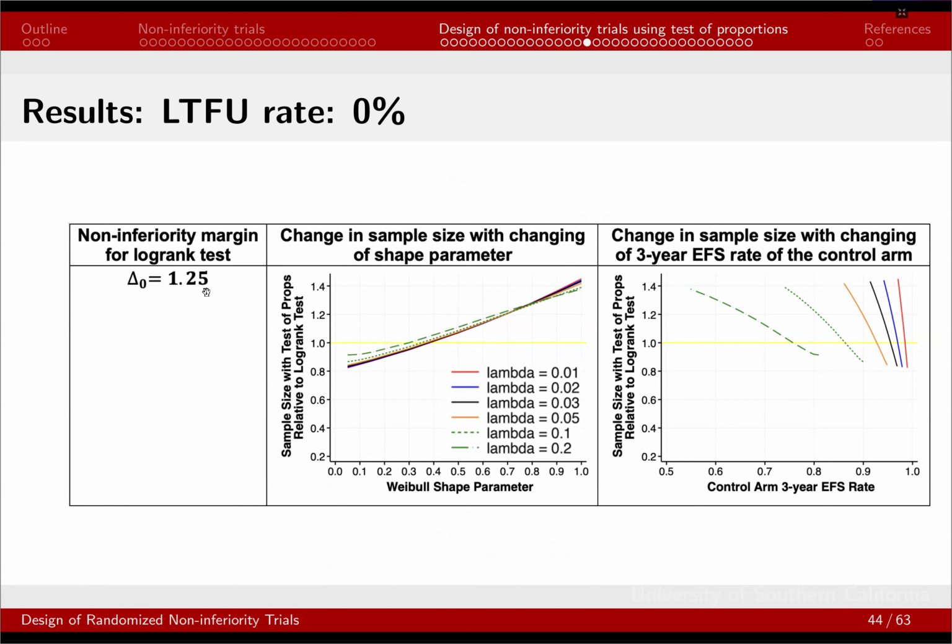So when the hazard ratio margin is small, there are still some scenarios where tested proportions can lead to smaller sample size. And the right figure presents exactly the same results, except that on the x-axis, we have the control arm's 3-year EFS rate. So we can see that the scenarios that benefit from tested proportions usually are low event rate settings with the control arm EFS rates being above 80%.